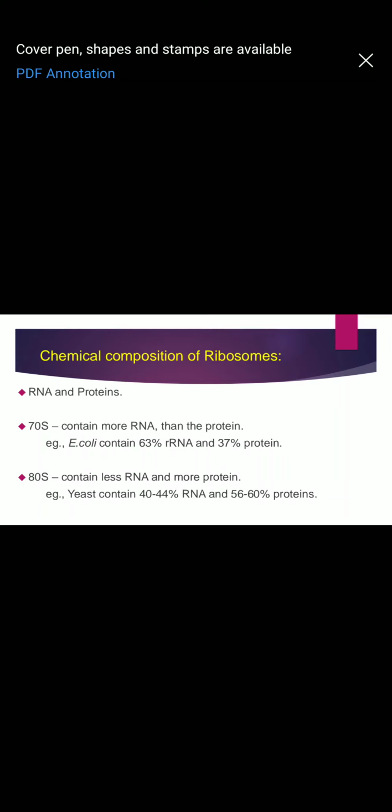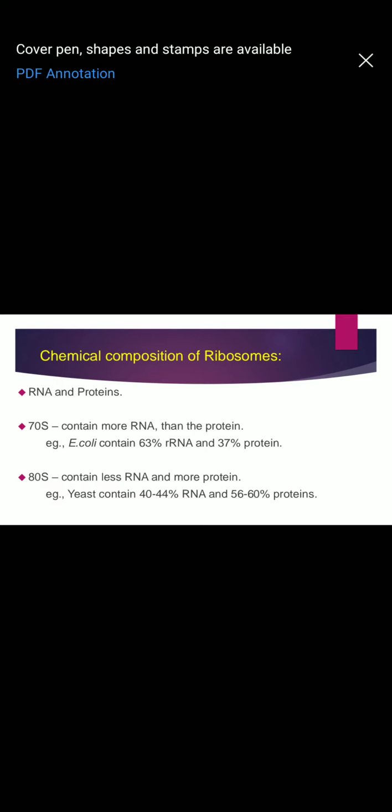The RNA content in the case of 70S ribosomes is 60 to 63%, and the protein content is 36 to 37%. I have taken one specific example, that is E. coli. E. coli contains 63% ribosomal RNA and 37% proteins. This was about the prokaryotic ribosomes.